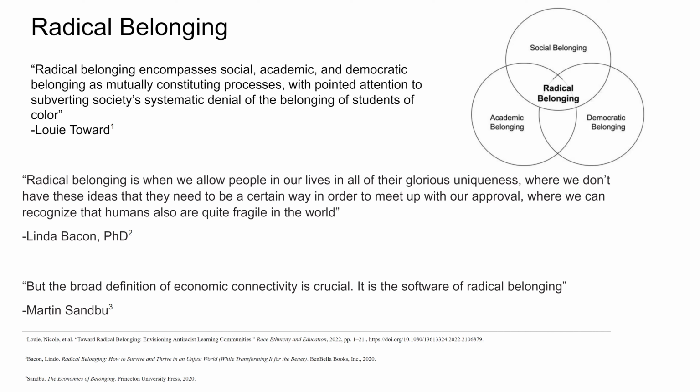So the point all these authors are making is that radical belonging is a framework that we can use to look at groups that are discriminated against and groups that aren't quite culturally normal per se. And it's a way to promote equality and inclusion in multiple aspects of our current culture.